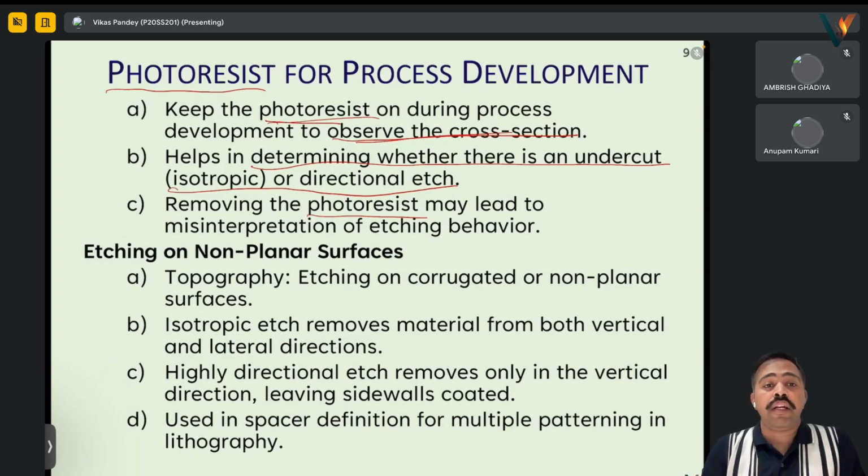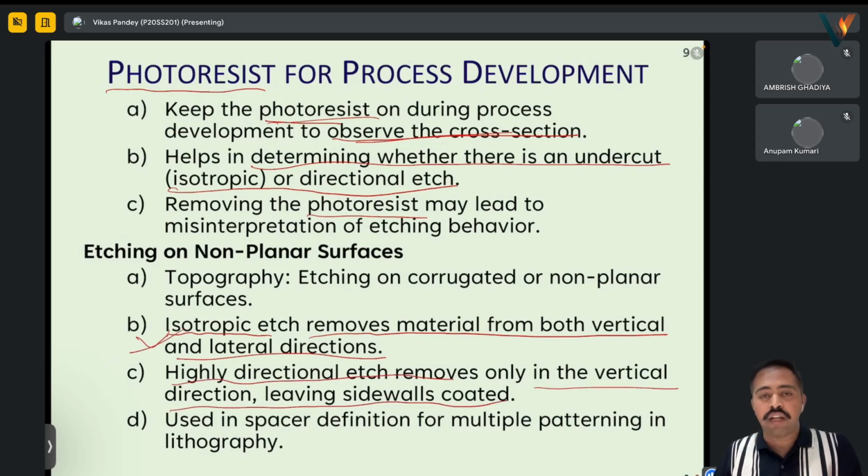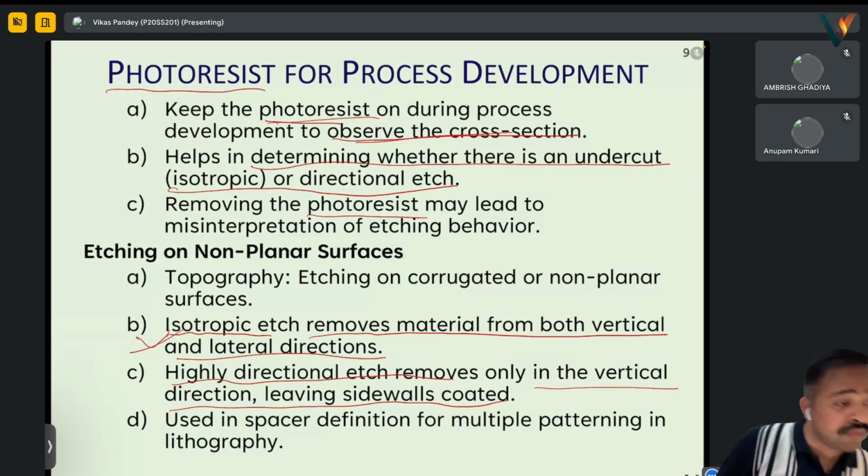Then there is etching of non-planar surfaces. What if we have to etch in case of corrugated or non-planar, not a plain surface, where some rough patterns are there. So isotropic etch removes material from both vertical and lateral sides, we know. Whereas highly directional etch will remove only in the vertical direction, leaving sidewalls coated. So these are possible using plasma etching or dry etching. So what are the methods of doing this directional etching?